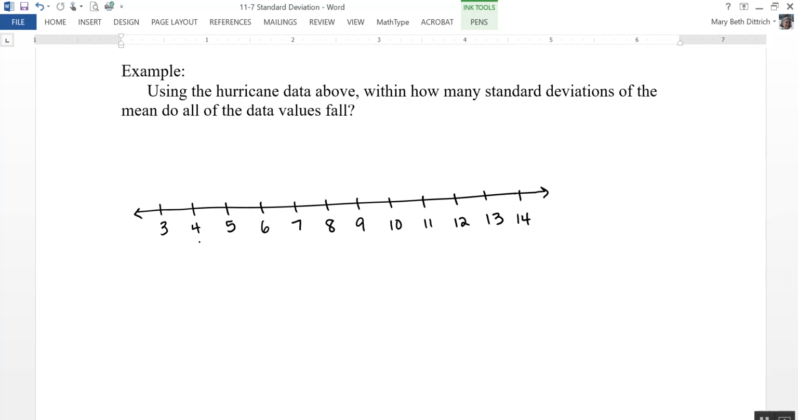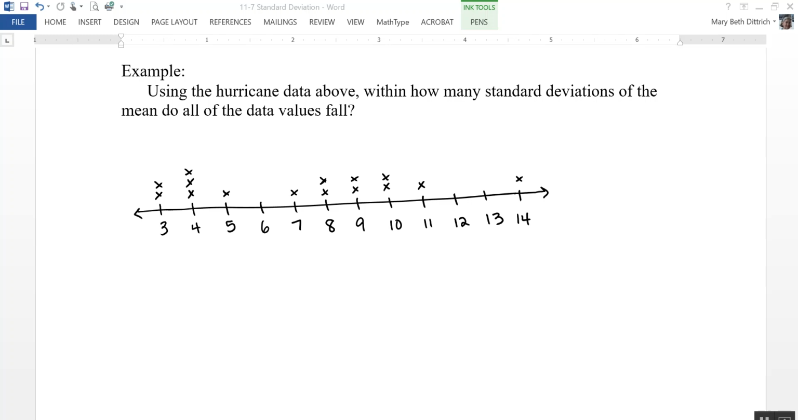So the first value was 4, and I'm going to put an X over the 4. My second value was a 4, so I'll put another X over the 4. My third was a 3, and I'm going to continue doing that. Okay, so here's what my finished graph looks like. Each X over a number represents that data value.